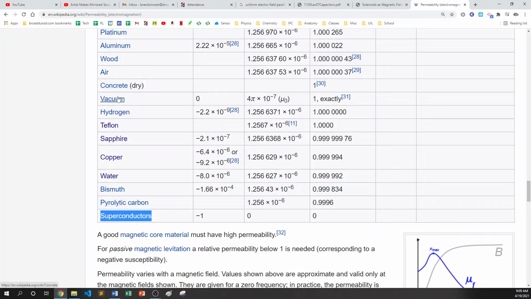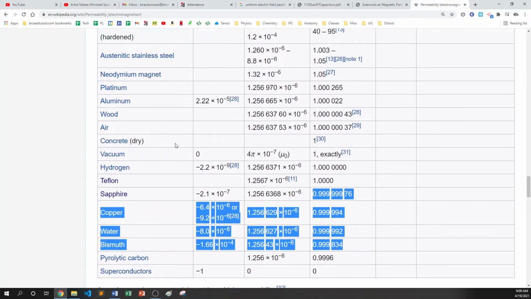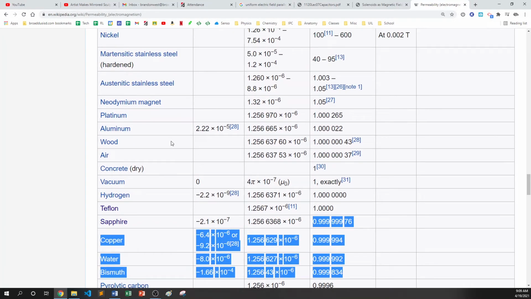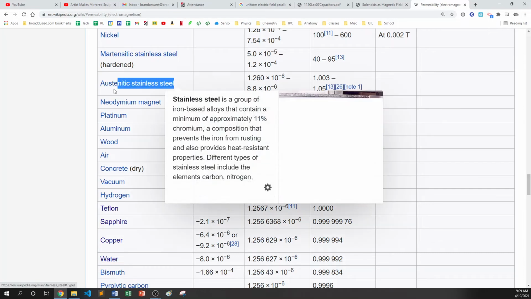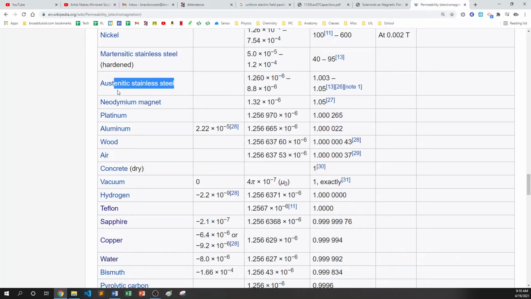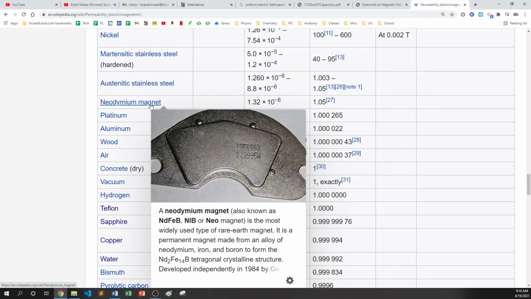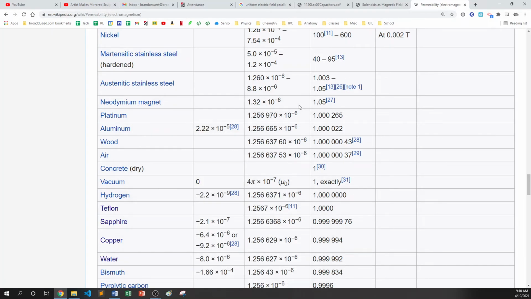So, vacuum is one exactly by definition. Hydrogen, Teflon, copper, bismuth, water, all these are approximately 1. Air, approximately 1, meaning same as a vacuum. The closer you are to 1, the closer you are to a vacuum. Stainless steel, this austenitic, I don't know what that means. Interestingly enough, a neodymium magnet is about the same as air.